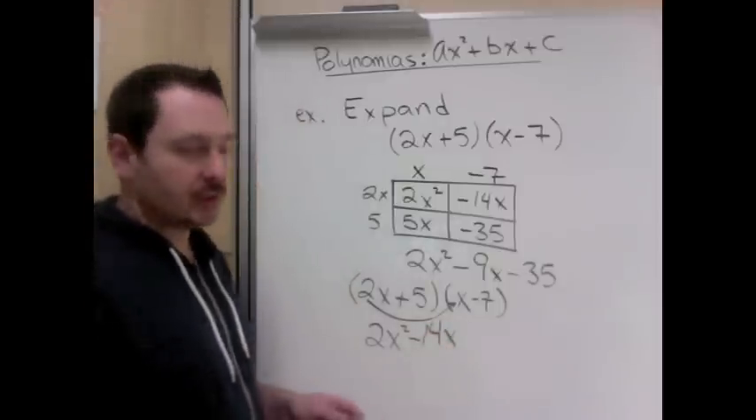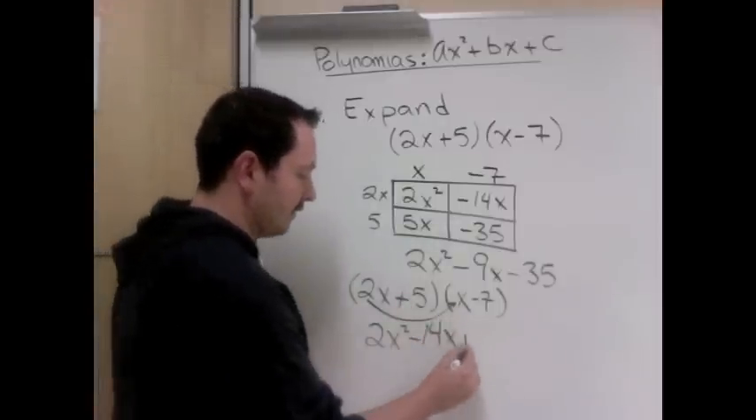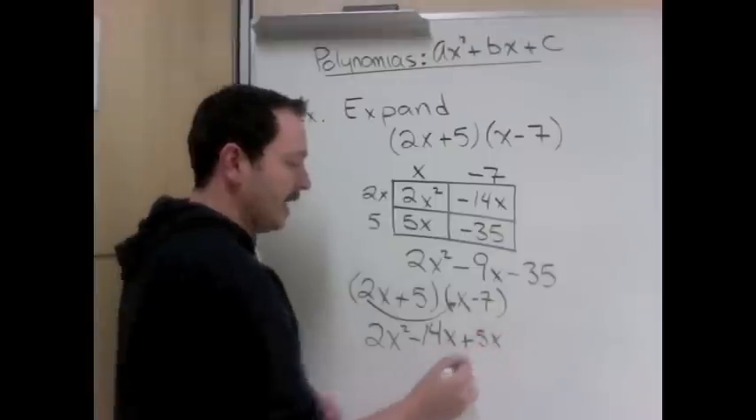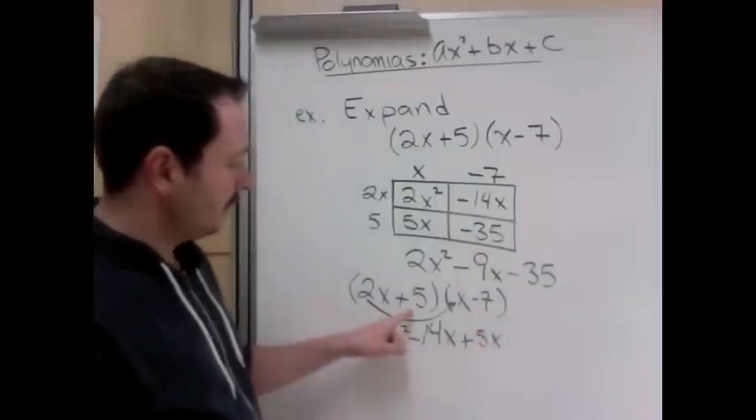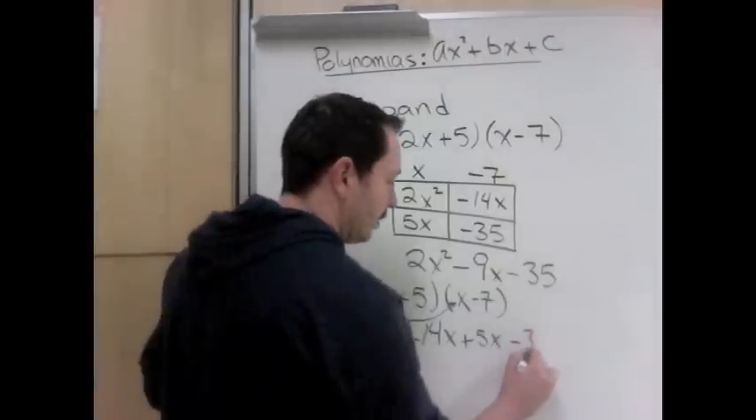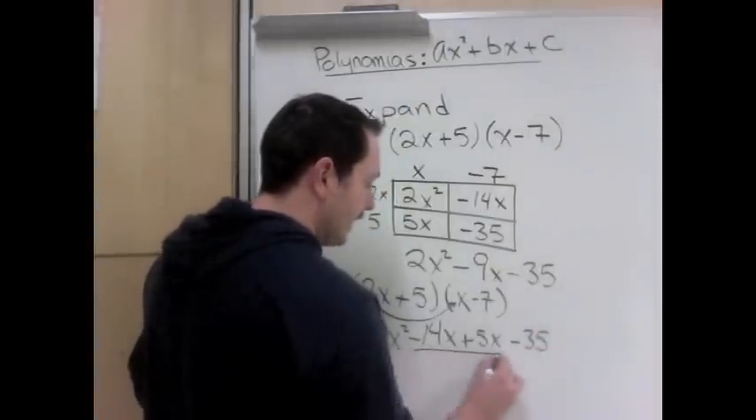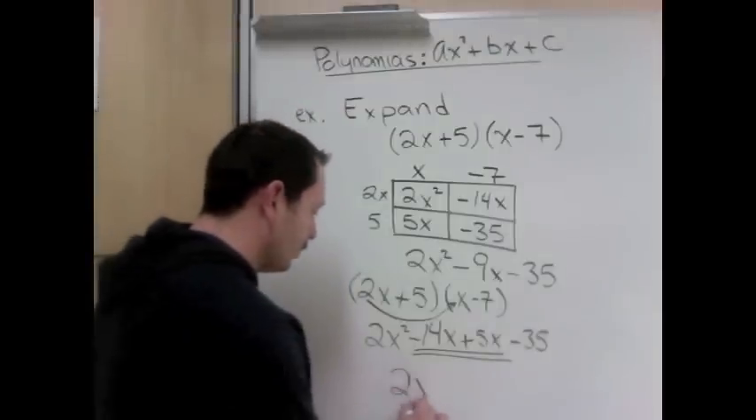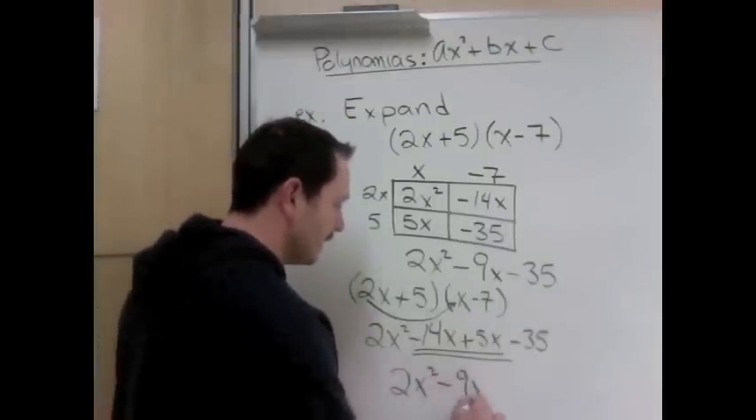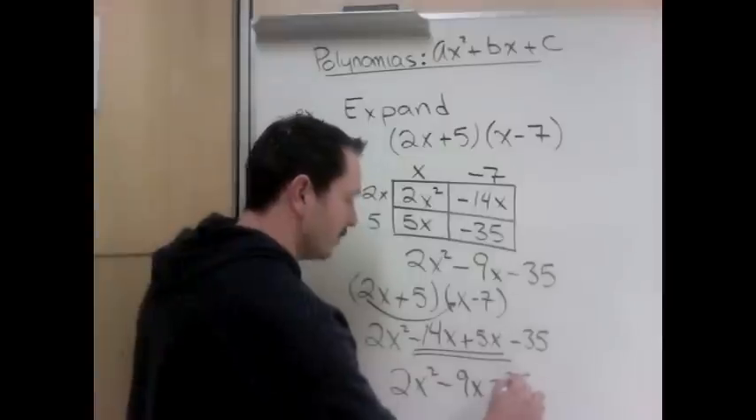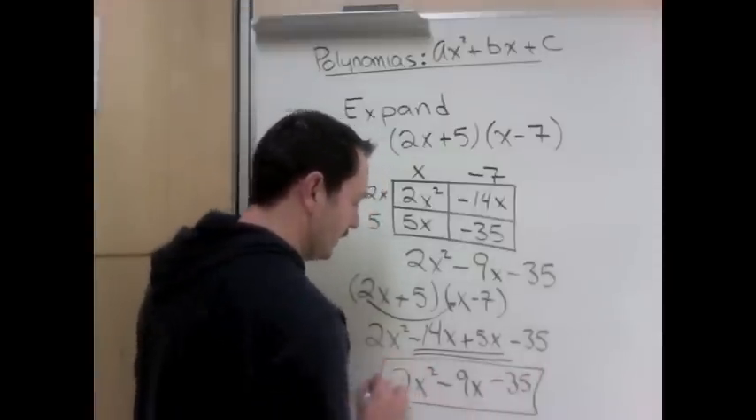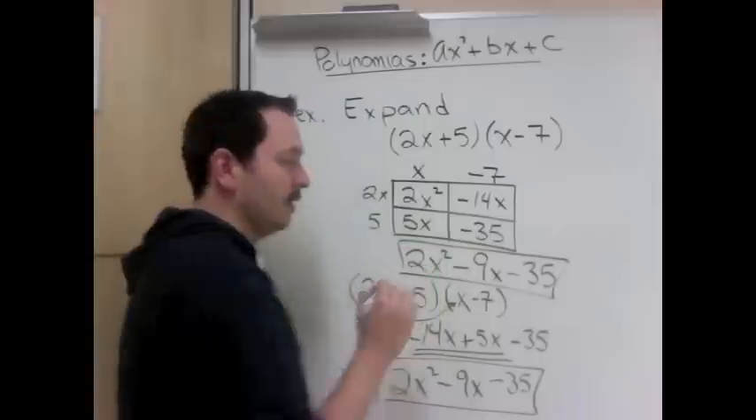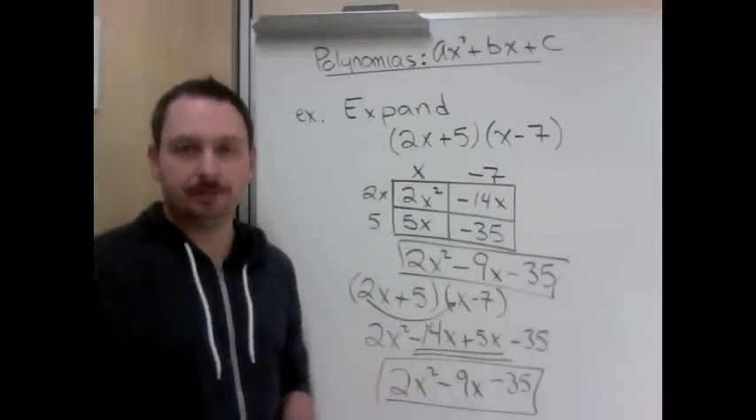FOIL, the I stands for insides. 5 times x is 5x. And the L in FOIL stands for last. 5 times negative 7 is negative 35. And we have these like terms here, these x's. So let's collect. We get 2x squared minus 9x minus 35. And hopefully you can see that either method got us the same answer.